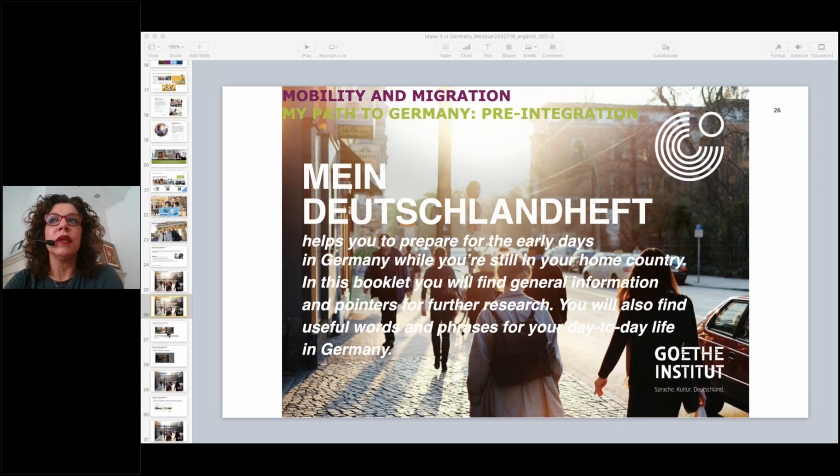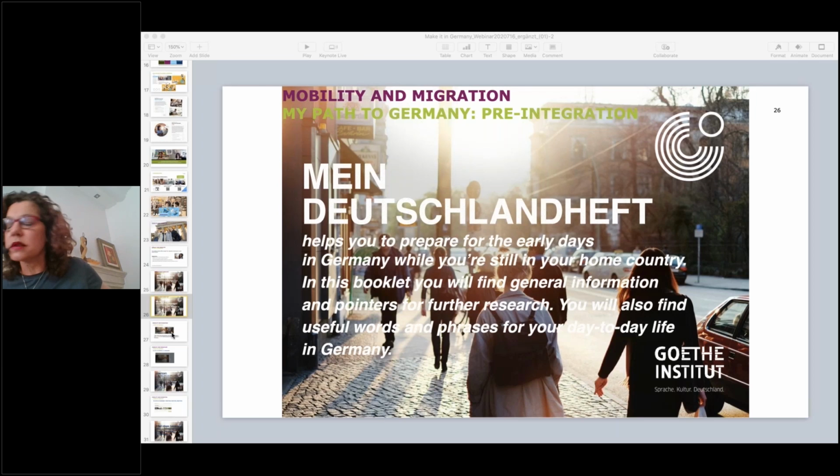I think the very important thing in this web portal, you have a kind of booklet, Mein Deutschland Heft. It's a kind of notebook, a kind of literary guide that accompanies the portal. So in this booklet, you will find general information and pointers. You will find information about my first steps in Germany, about the healthcare in Germany, about the steps when you are seeking a job. I will present the content of this Heft.